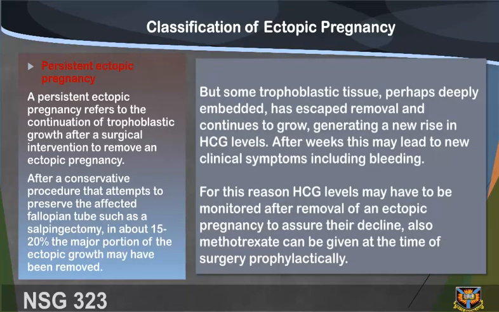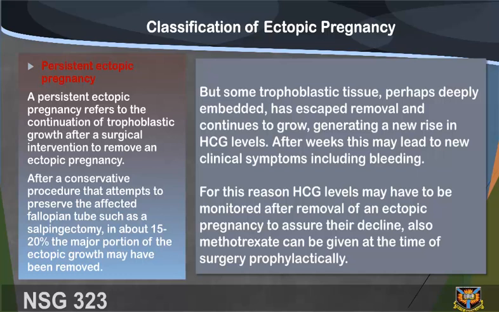A persistent ectopic pregnancy refers to the continuation of trophoblastic growth after a surgical intervention to remove an ectopic pregnancy. After a conservative procedure that attempts to preserve the affected fallopian tube, such as a salpingectomy, in about 15 to 20%, the major portion of the ectopic growth may have been removed, but some trophoblastic tissue, perhaps deeply embedded, has escaped removal and continues to grow, generating a new rise in HCG levels.